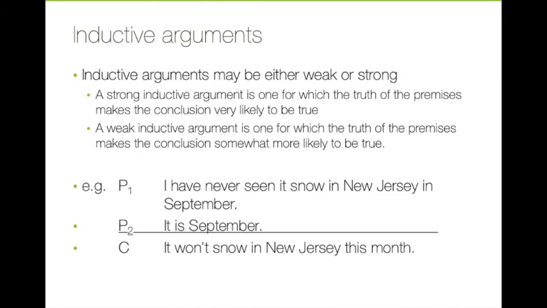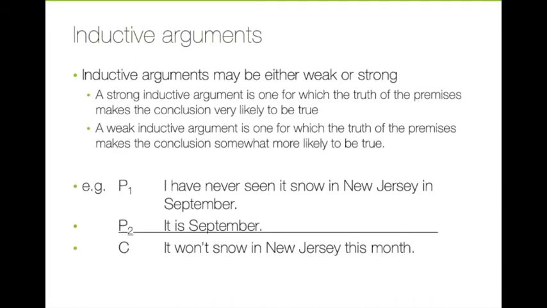Now, we want to be able to say not only whether an argument is inductive or deductive, but also to evaluate whether arguments are good ones or bad ones. With inductive arguments, we use strength as the measure of support the premises offer for the conclusion. So inductive arguments may be either strong or weak, and a strong inductive argument is one where the truth of the premises makes the conclusion very likely to be true, and a weak inductive argument is one where the truth of the premises makes the conclusion somewhat more likely to be true, but not much more.